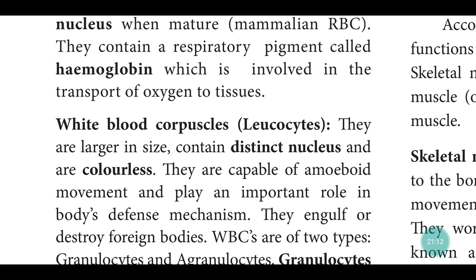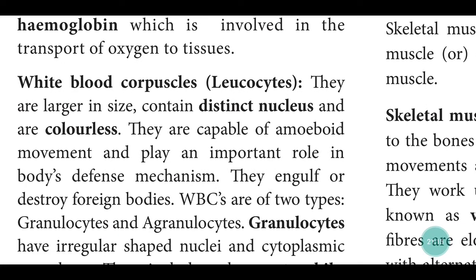Next, white blood corpuscles, leukocytes. They are larger in size, contain a distinct nucleus and are colorless. They are capable of amoeboid movement. It has a clear nucleus, a colorless structure. It moves like an amoeba, that is amoeboid movement, and plays an important role in the body's defense mechanism. Okay, immune system. They engulf, swallow, eat and destroy foreign bodies. What are foreign bodies? Bacteria, virus, protozoa, fungi, whatever from outside, some pathogens, germs, microbes that enter. These white blood cells will kill them.